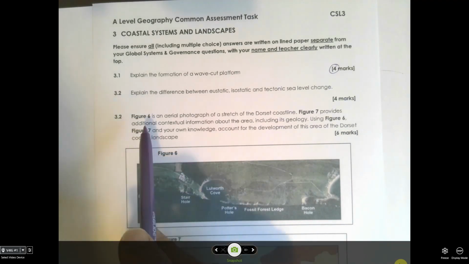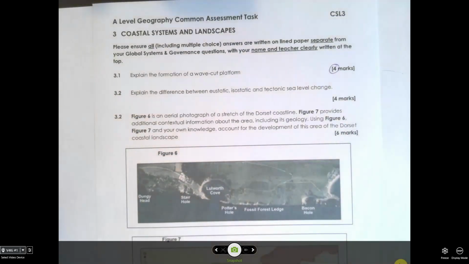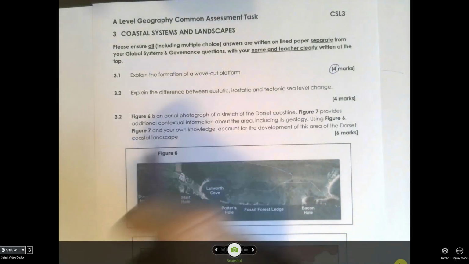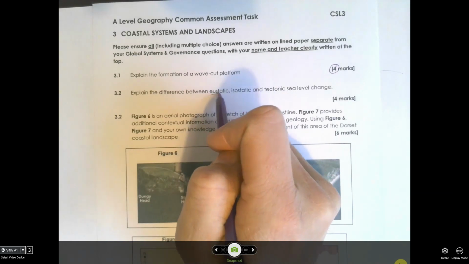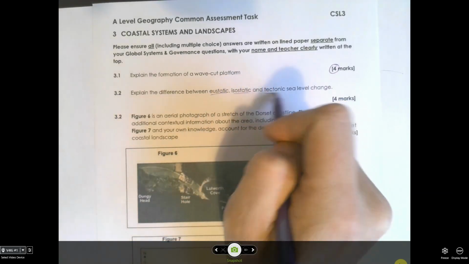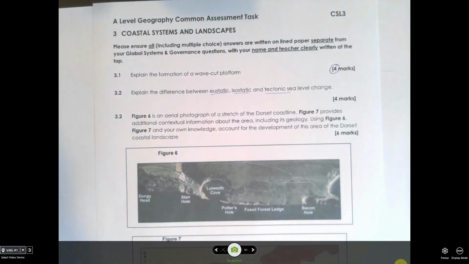Second question, explain the difference between eustatic, isostatic and tectonic sea level change. Now, hopefully you should be happy with the meanings of these three phrases. Eustatic, isostatic and tectonic sea level change. If not, again, go back and just have a look over your notes to make sure that you're clear about those three processes and how they work.